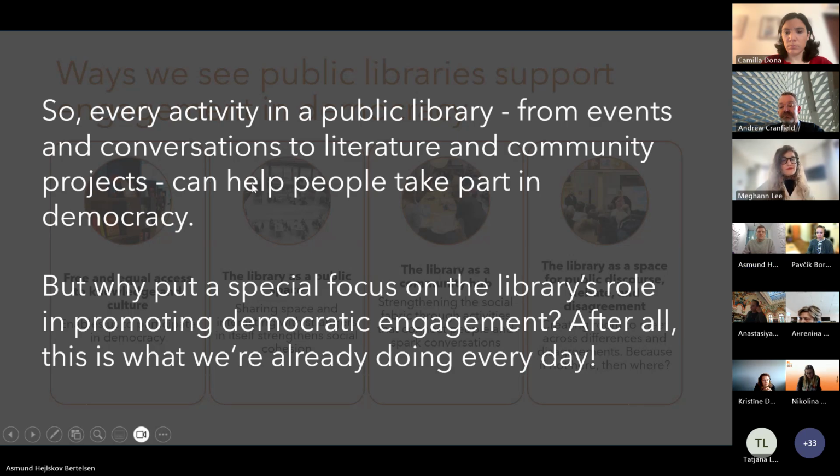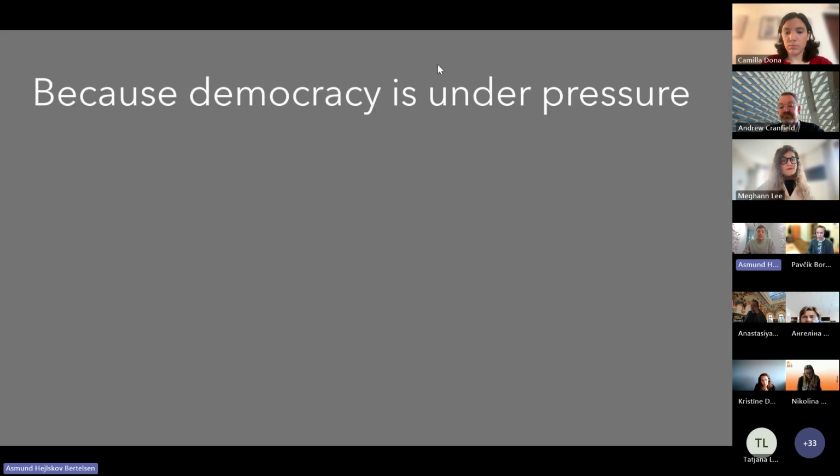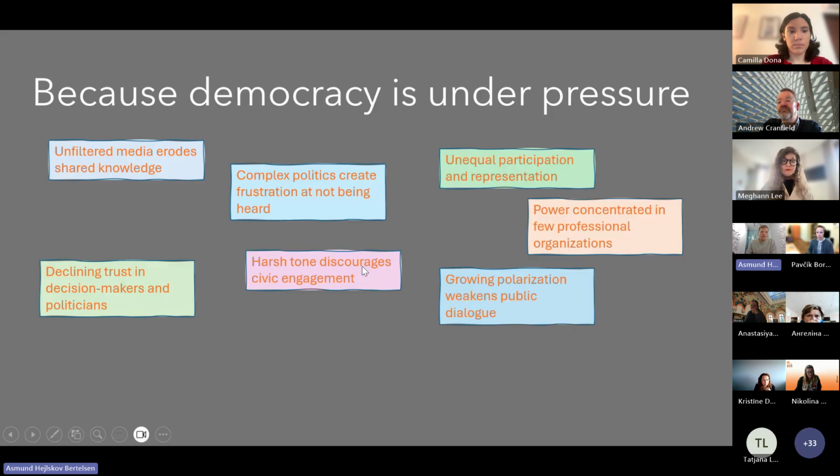But we still believe it's important to have a special focus on this democracy question, because democracy is under pressure. And we see that in almost all countries at the moment. And I just put in some of the challenges, or threats, to democracy at the moment. And there could probably be added other ones as well.